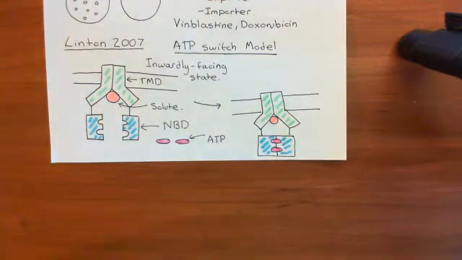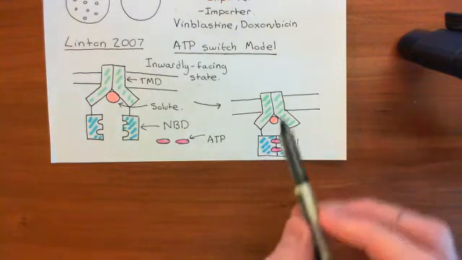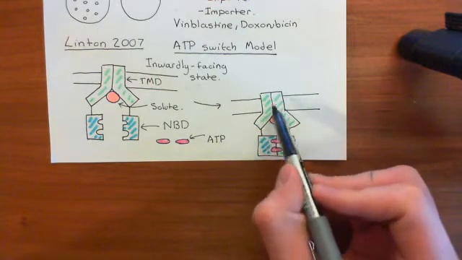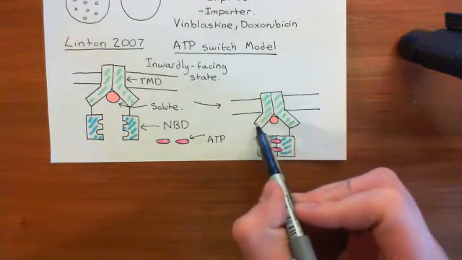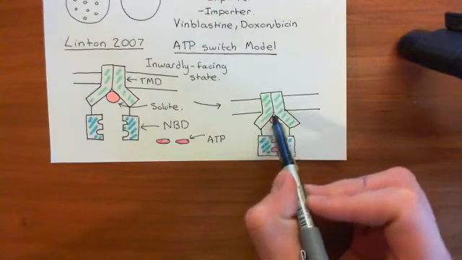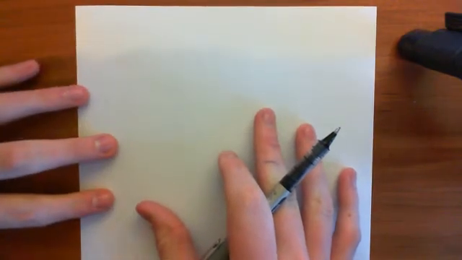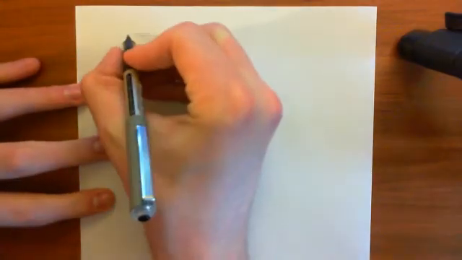Right. Now, the dimerization of the 2 nucleotide binding domains like this will then trigger a conformational change on the level of the transmembrane domains, so that they move from facing inwards like so to facing outwards. So let's draw our next picture. What's now going to change is the transmembrane domains. They're going to start facing outwards.